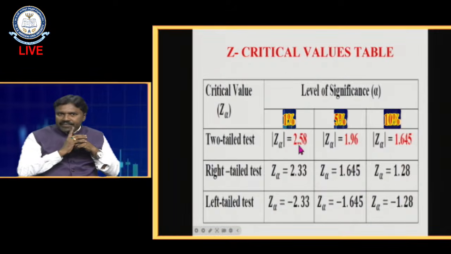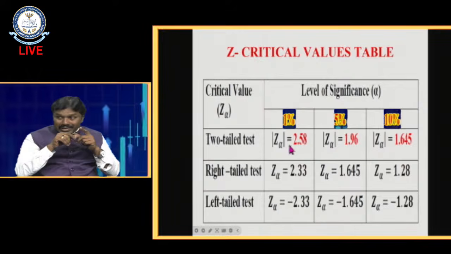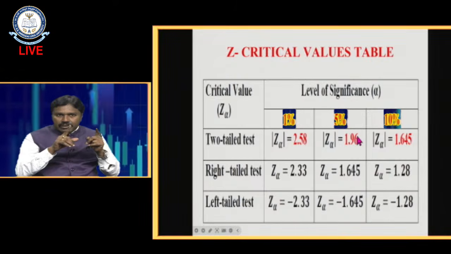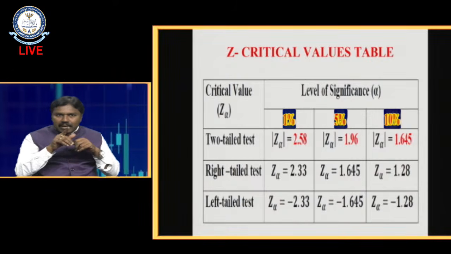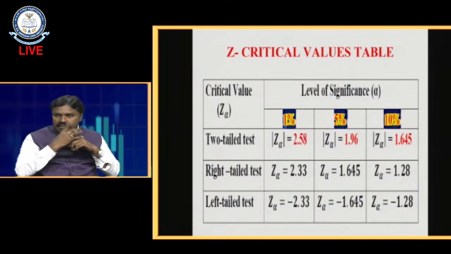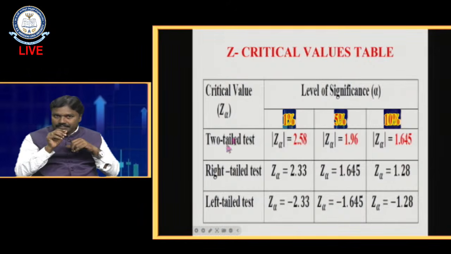So in that case, if it is a two-tail test, why use the mod symbol? It's a two-tail test, so it is always positive. Two-tail test provides always positive values, so you can take mod values. So if it is a two-tail test, what is the Z alpha value at 1% level? 2.58. A student should remember this value.